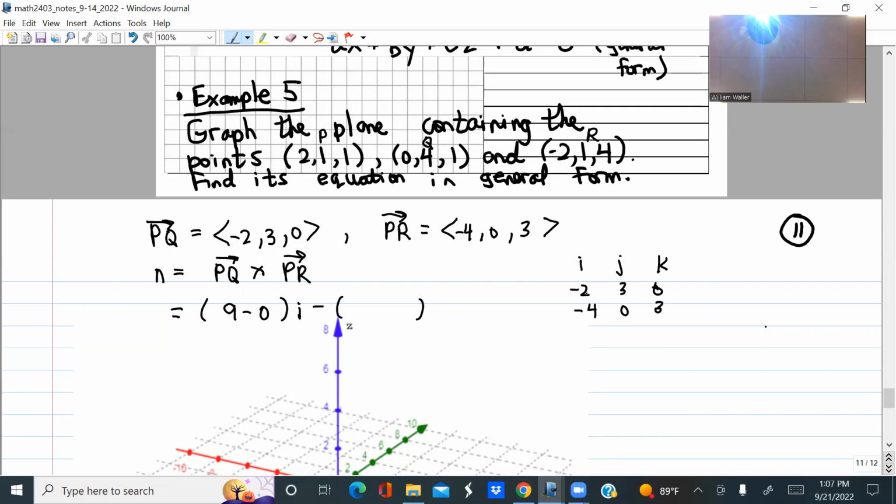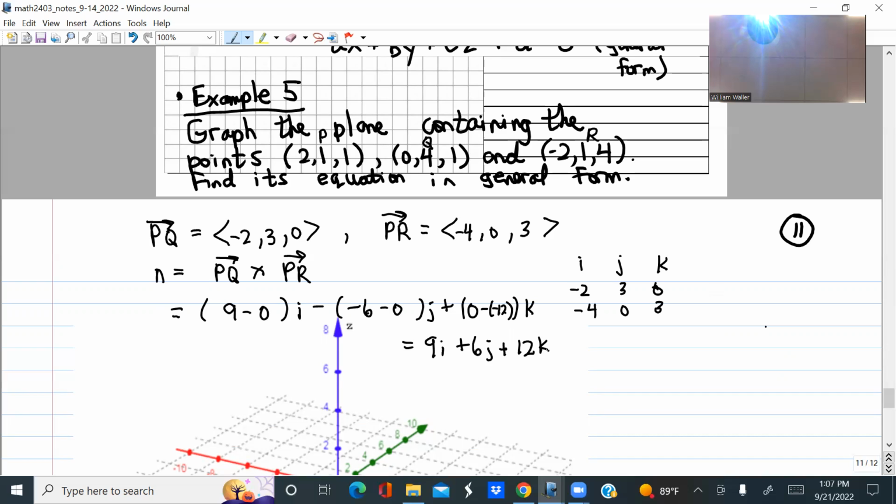So wipe out the middle column, so I get minus 6 minus 0, since minus 4 times 0 is 0, times j. And then plus, what's the last coefficient? Knock off this column, and you get 0 minus minus 12, times k. So that looks like 9i plus 6j, plus 12k. So there is your normal.